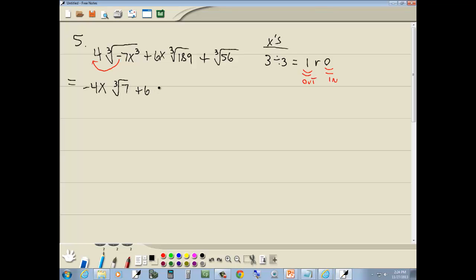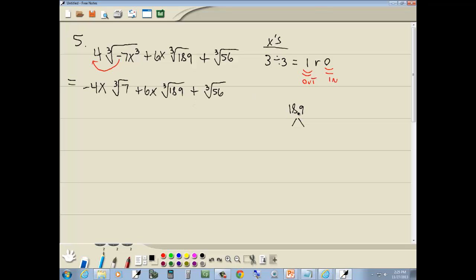Plus 6x cube root of 189, plus the cube root of 56. Well, let's look at the factor trees for these, because I'm not seeing them. But I was going to show you the factor tree anyway.